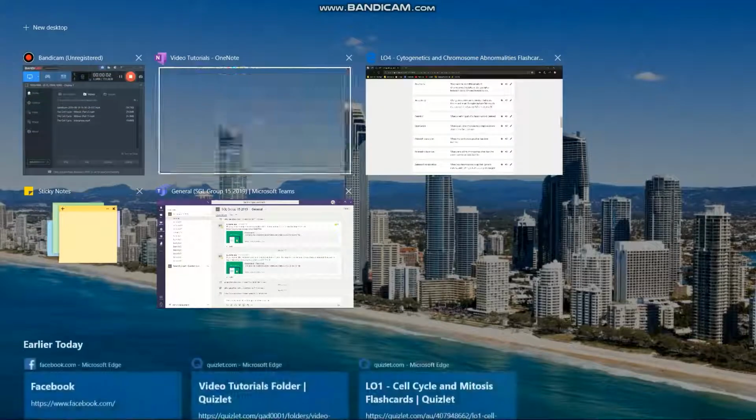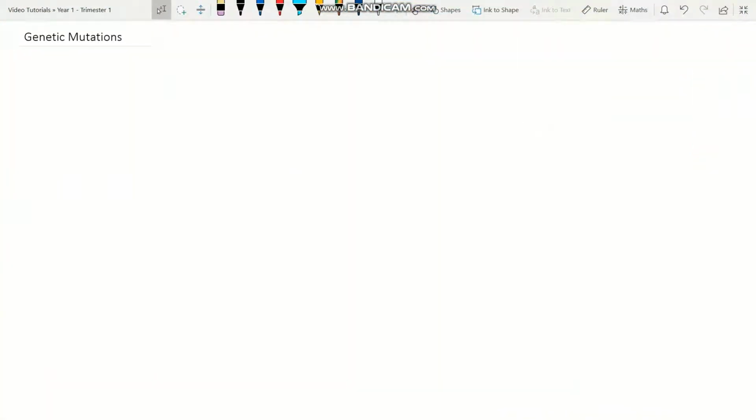Hi everyone, so today I'm going to go through a couple of different types of genetic mutations. So these are basically mutations that occur on different types of chromosomes, and there are 7 main mutations that I'm going to go through today. These are deletions, duplications, pericentric inversions, paracentric inversions, balanced translocations, unbalanced translocations, and Robertsonian translocations. So firstly, let's start off with the easiest one, which is a deletion.